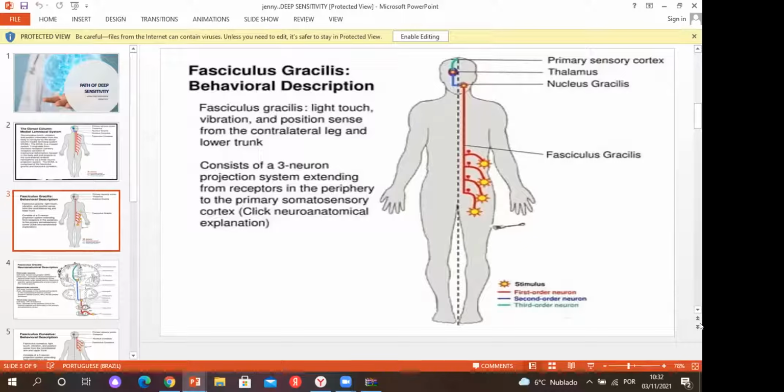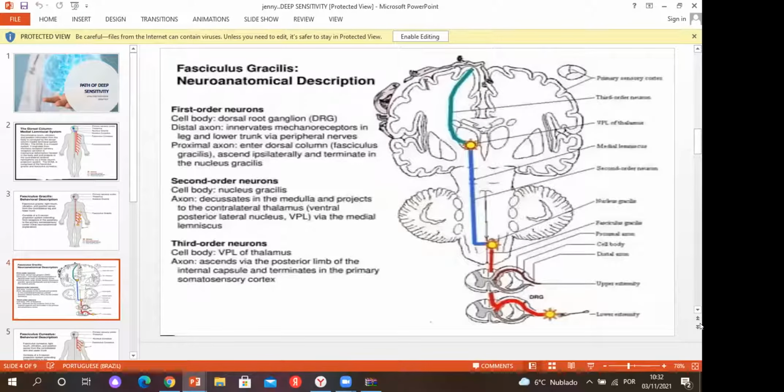When we talk about the neuroanatomical description of it, the first order neuron's cell body is in the dorsal root ganglion, and the distal axon innervates the mechanoreceptors in the leg and the lower trunk via the peripheral nerves. The proximal axon enters the dorsal column, ascends ipsilaterally, and terminates in the nucleus gracilis. Ipsilaterally means it's still on the same side. It doesn't cross over, it stays on the same side.